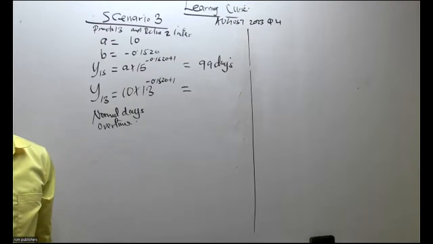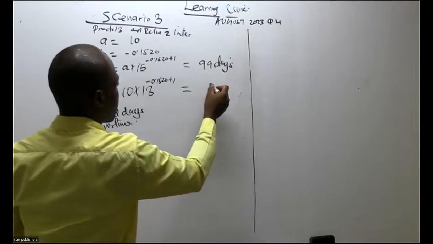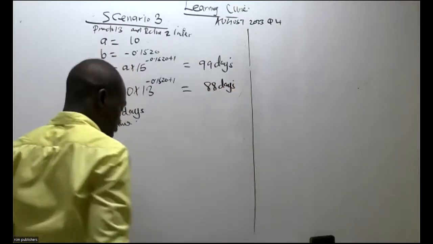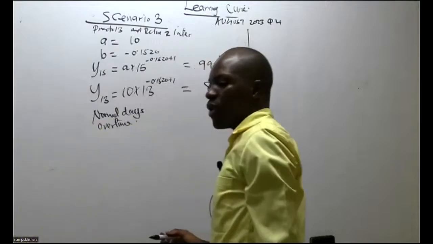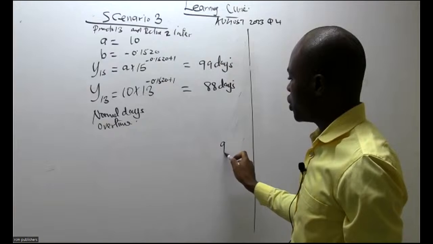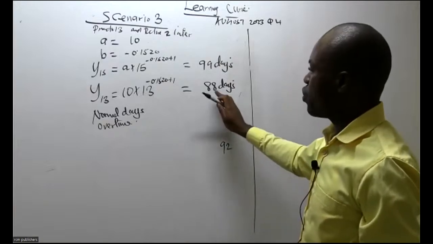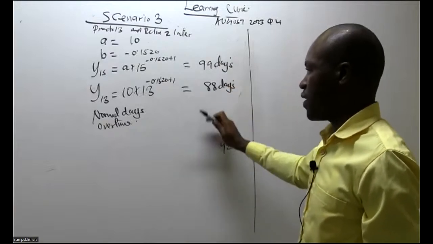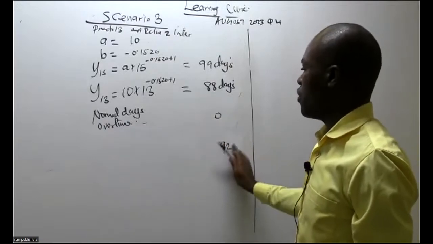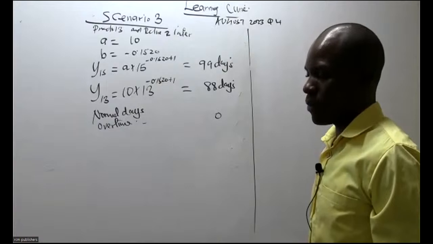We have 88 days. So without even telling you whether there was overtime or not, a normal working day should be 92 days. They have managed to work for 88 days without overtime. So number 1, overtime itakuwa ngapi? 0. Hiyo overtime tumemalizana nayo.